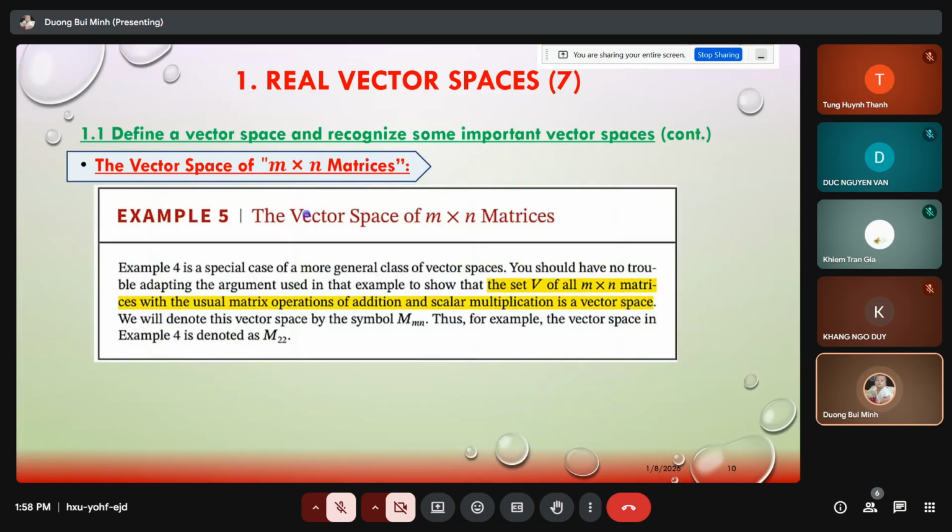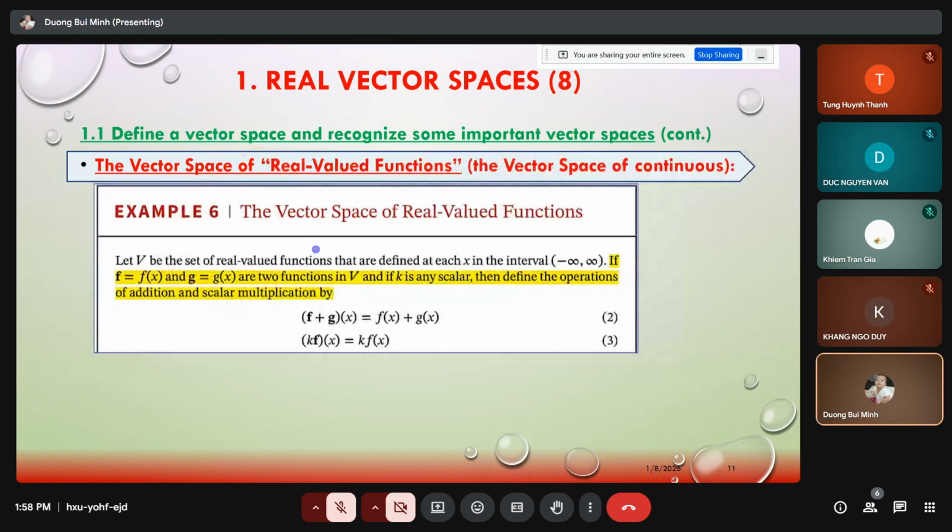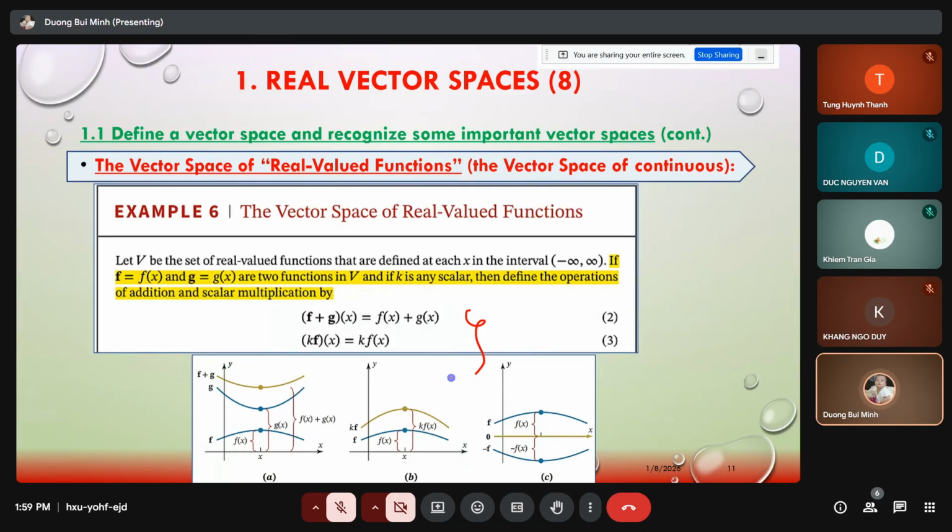Now we have a more general case. We have m rows and n columns, not 2 by 2. So more generally, we have the vector space of m by n matrices. And we also have a vector space of real-valued functions, and this is the demonstration. Very easy, you can understand for yourself.